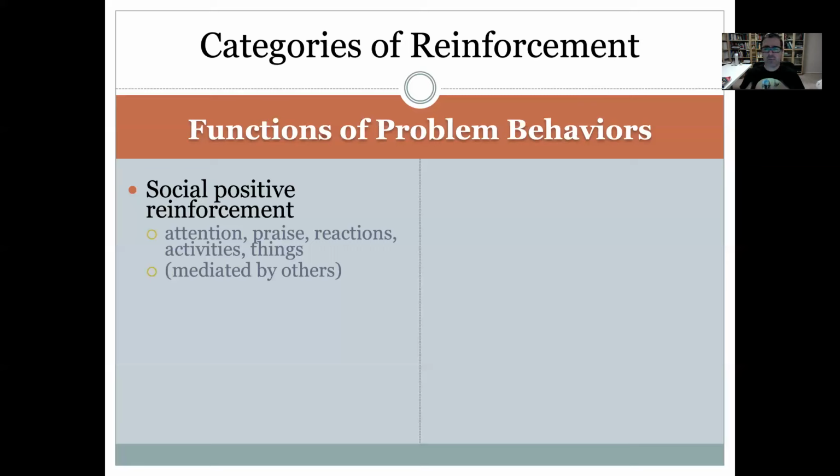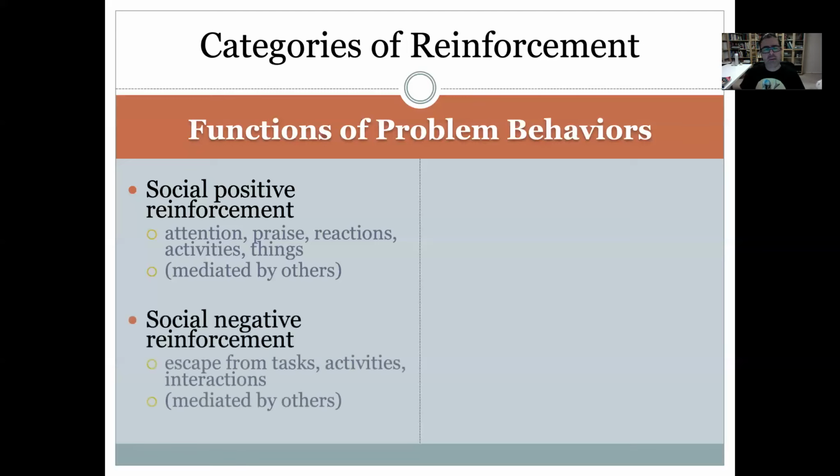So if your behavior produces items, like, for example, a problem behavior might be stealing. Well, what does stealing produce? Well, the item that was stolen, right? And that is a tangible, something that the person can use. And that would be a form of social positive reinforcement. It's positive in a sense that you didn't have something, and now you engage in the problem behavior, now you get something, right?